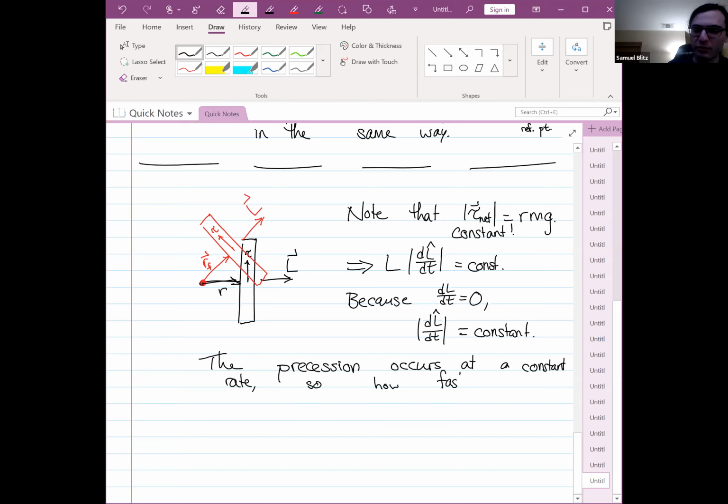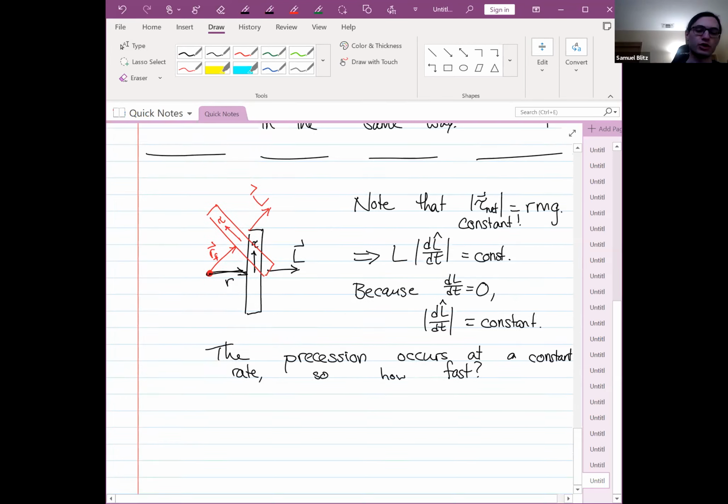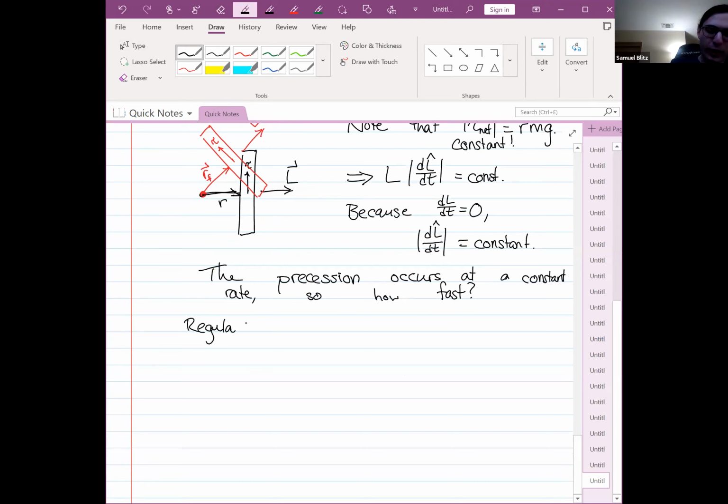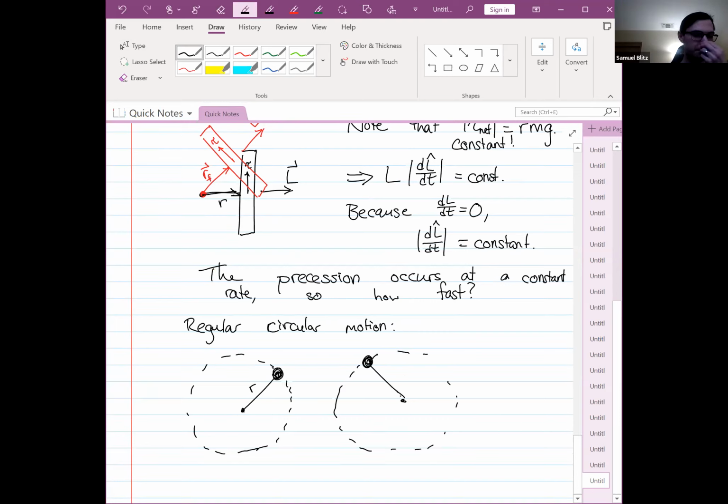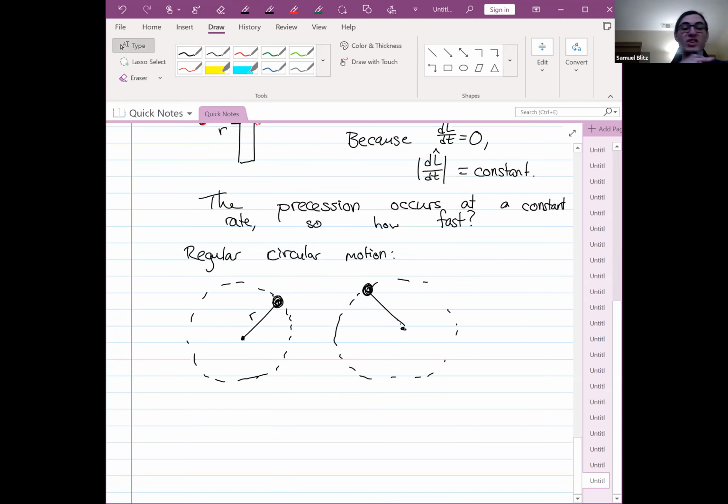So we can actually justify this or answer that question fairly easily. And we're going to do it by analogizing with regular circular motion. So for regular circular motion, we have a rock tied to a string, some distance r away, traces out a circle, and at a later time, maybe it's over here. So we want to answer the question, what is the angular rate of revolution? This is the rate at which it makes one full circle.